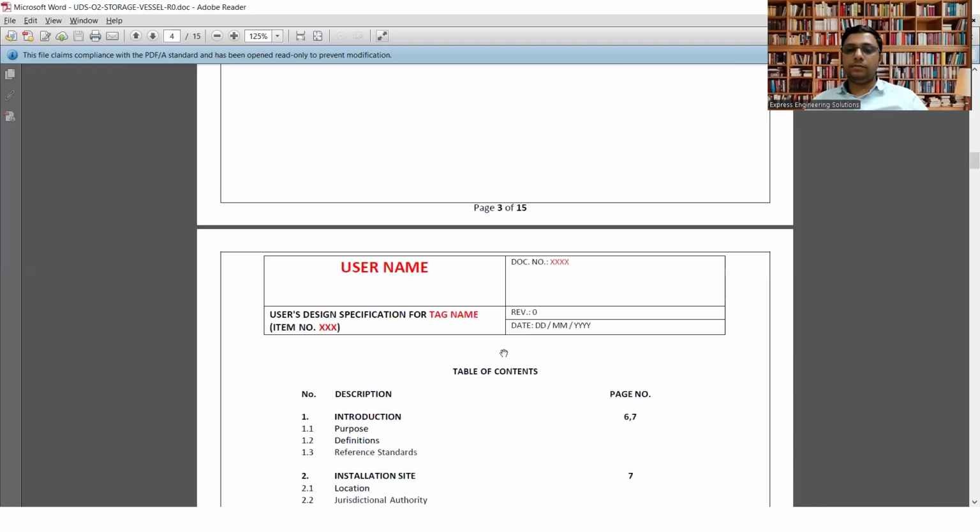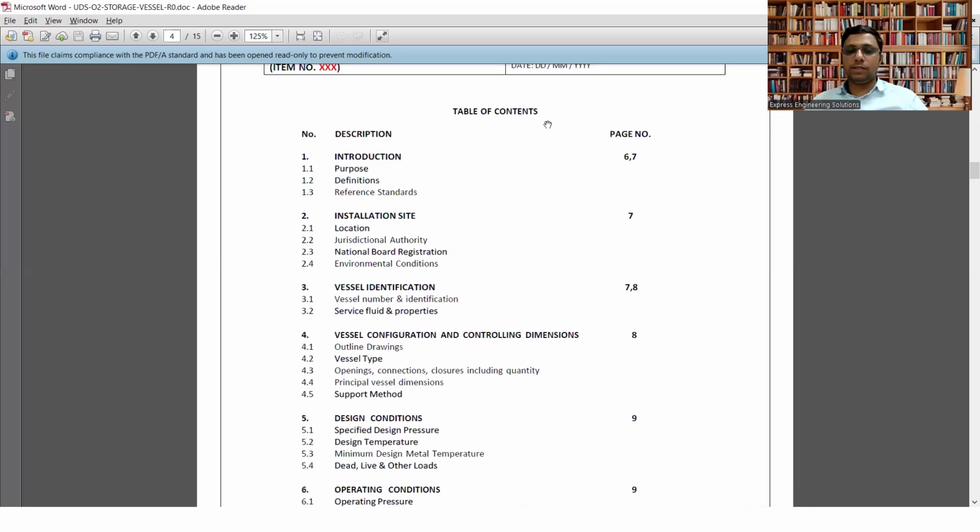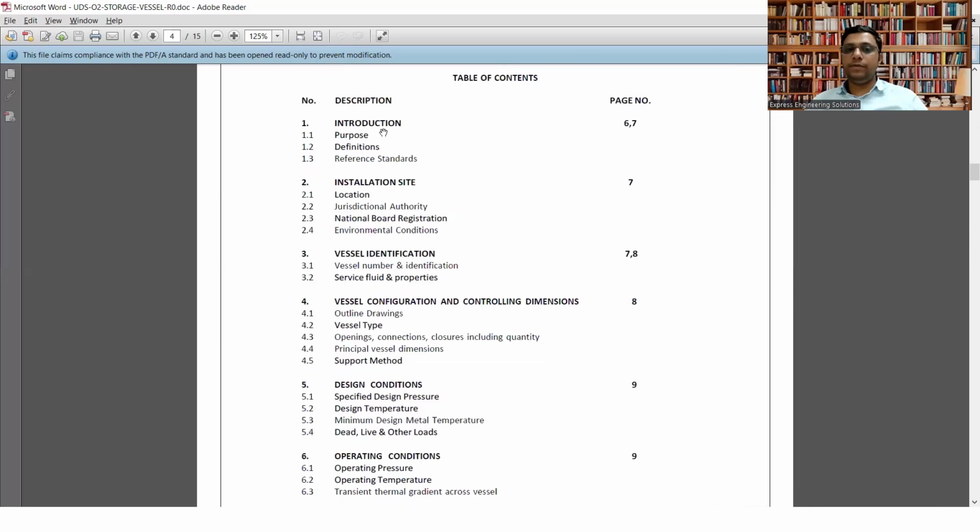Then comes the table of contents. We have seen in detail what things need to be specified. First, let's say the introduction.